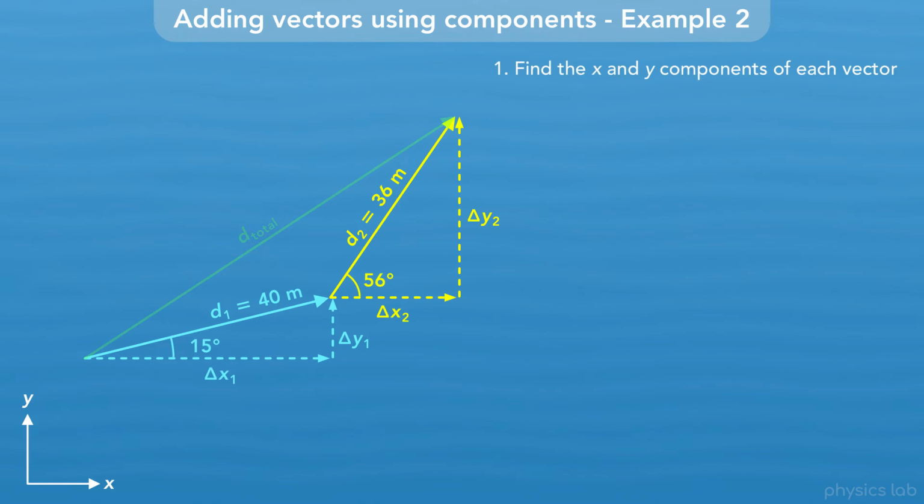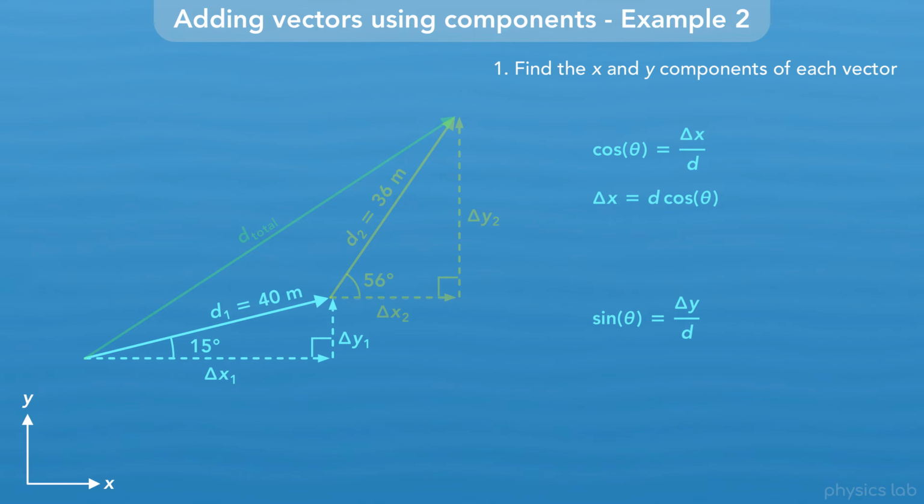So let's find the components of d1 and d2. Starting with d1. We're going to move quickly through the math, since we've done this a few times, but feel free to pause and check the math if you're not sure about one of the steps. Remember, components form a right triangle with a vector, so we use the right triangle trig functions to find the components.